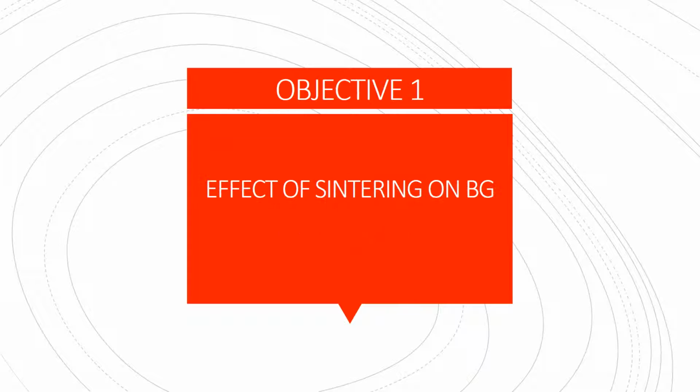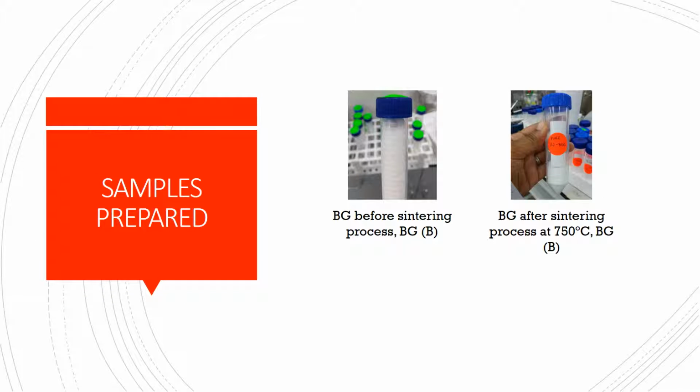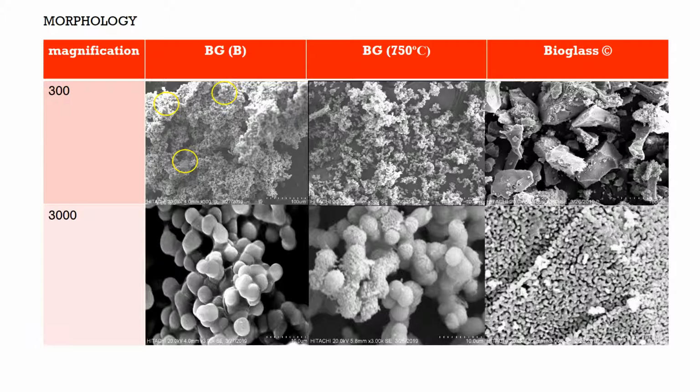For results and discussion, for the first objective, which is to observe the effect of sintering on bioactive glass, the samples were prepared as shown. For the morphology, according to the magnification view, two magnifications were used, which is 300 and 3000. At 300, the bioactive glass before sintering was observed to be agglutinated, and at higher magnification was observed to still be gel-like, as opposed to the bioactive glass at 750 degrees Celsius.